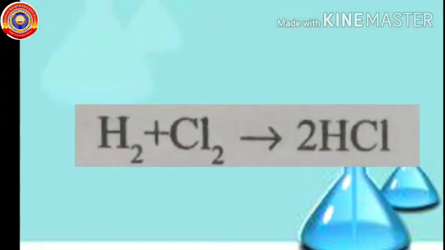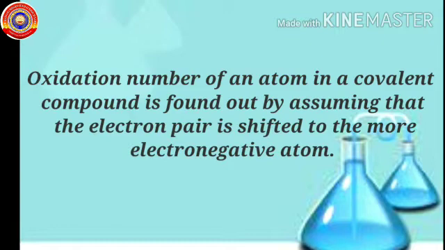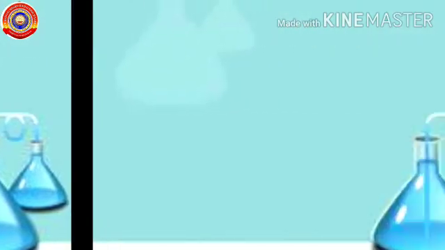Consider the reaction between hydrogen and chlorine to form hydrogen chloride. As you know, HCl is a covalent compound. The oxidation number of an atom in a covalent compound is found out by assuming that the electron pair is shifted to the more electronegative atom. There are certain other rules to find the oxidation number of an atom. Let's see what they are.